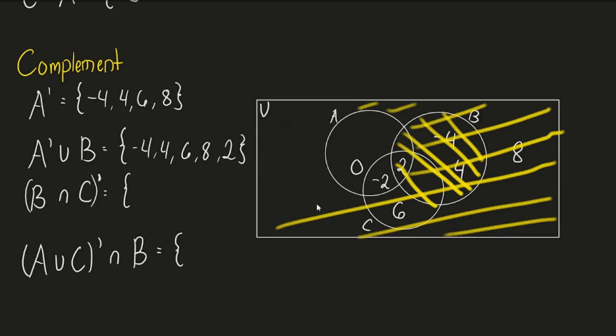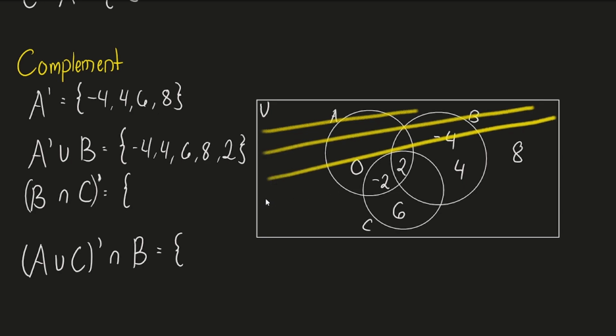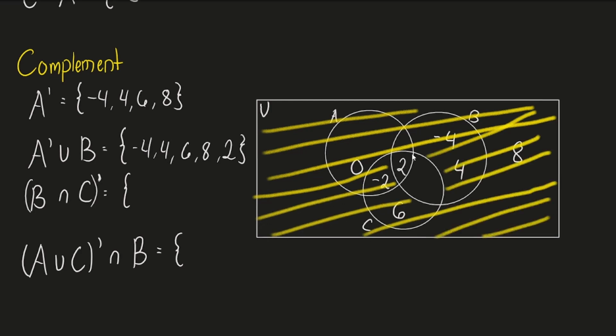Now, this one is the interesting bit because it uses parentheses. Now, what is the intersection of B and C? So that's the intersection of both of them. What is the complement of that? It's just going to be everything outside. Same thing with what happened with A. We're just going to shade all of this except the intersection of B and C. So everything except 2. We have 0, -2, 6, -4, 4, and then we have 8.